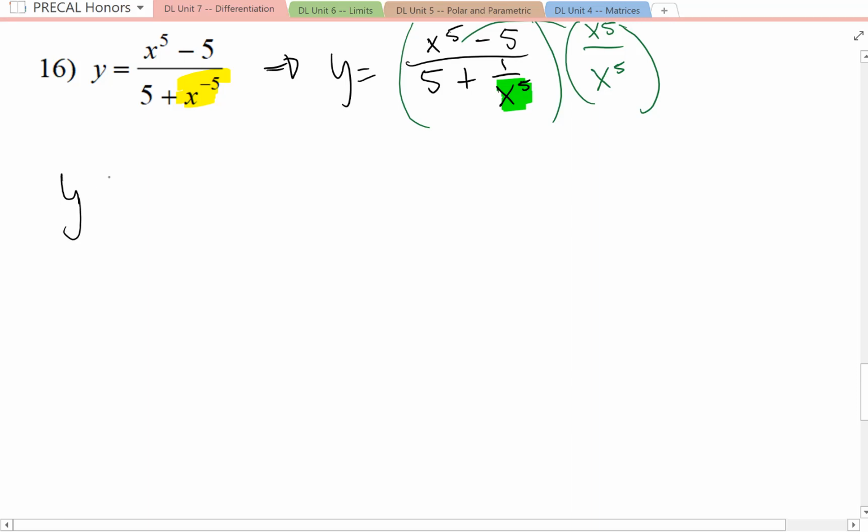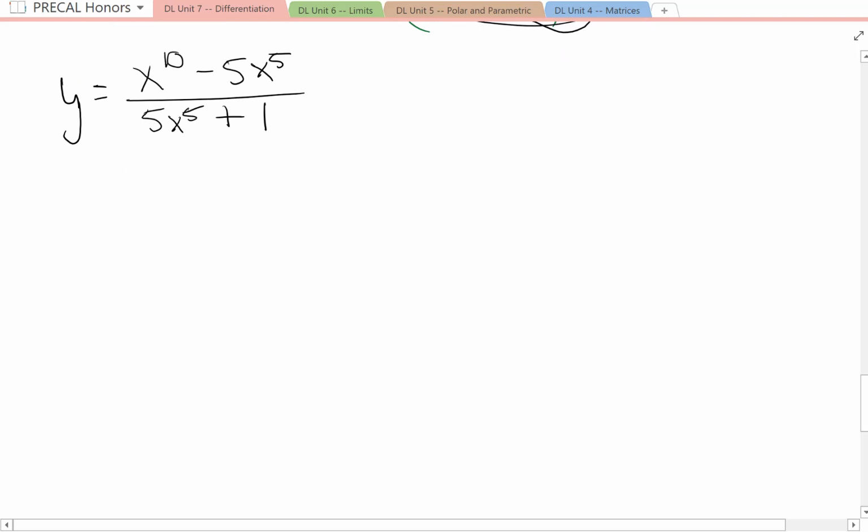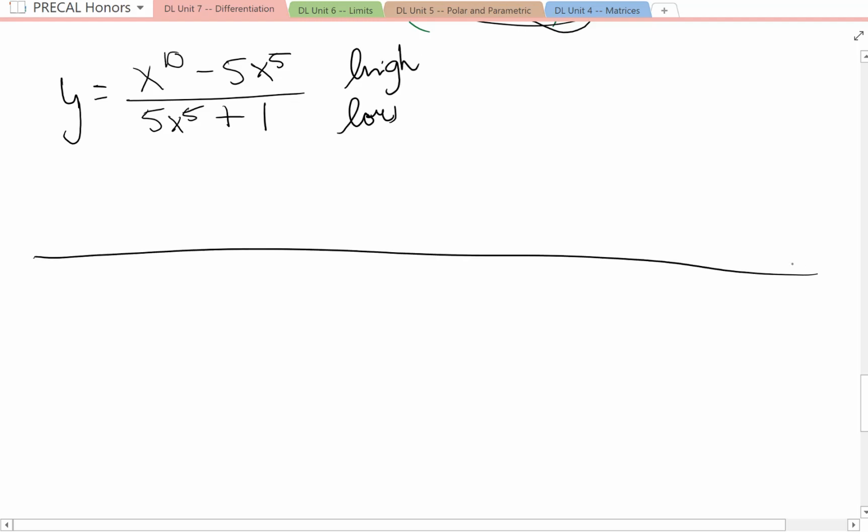Y is equal to x to the 10th minus 5x to the fifth over 5x to the fifth plus 1. Now we have something that's going to be easier to derive. Okay, here's the lower function, and here's the higher function. When I say d, I mean derivative. Low d high minus high d low over low squared we go.